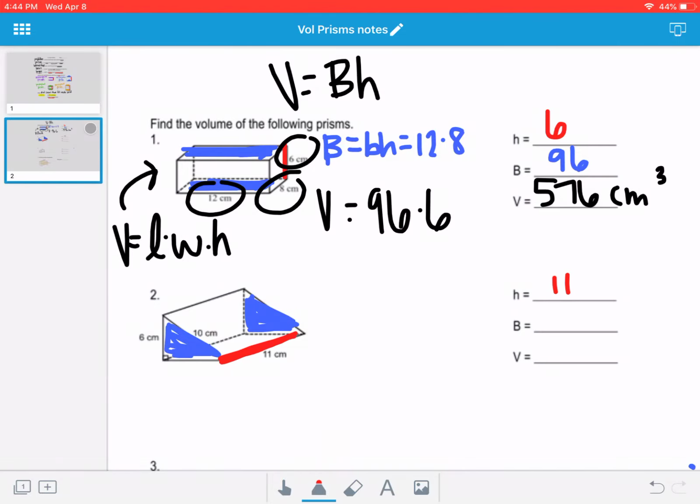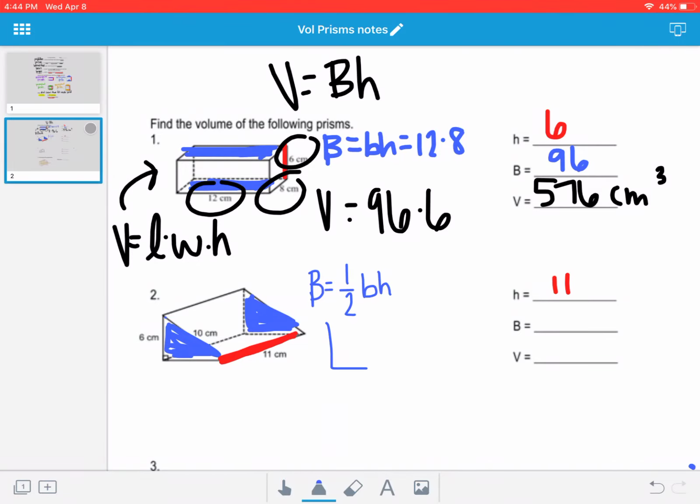If you need to turn your paper so it looks like it's going up and down, that's fine. But remember, height doesn't always go up and down. Big B stands for the area of the base. This time, the shape of our base is a triangle. To find the area of a triangle, it's 1/2 base times height. So I'm just looking at this blue triangle.